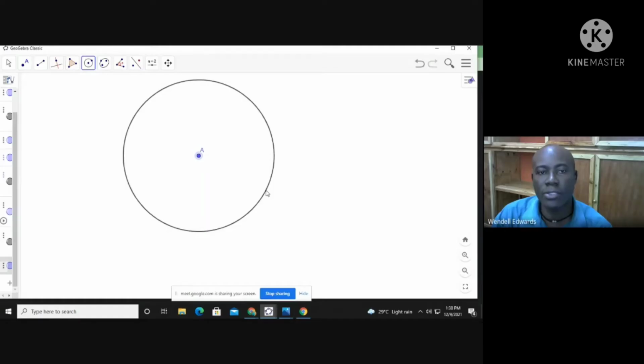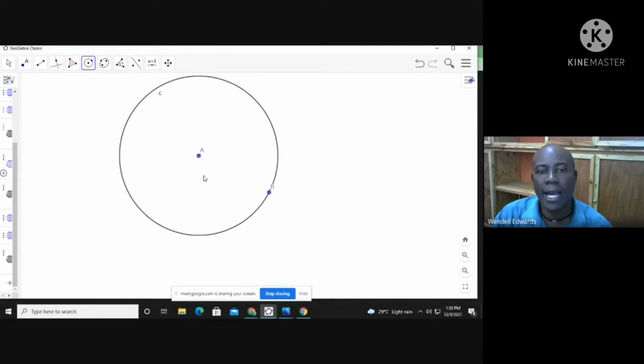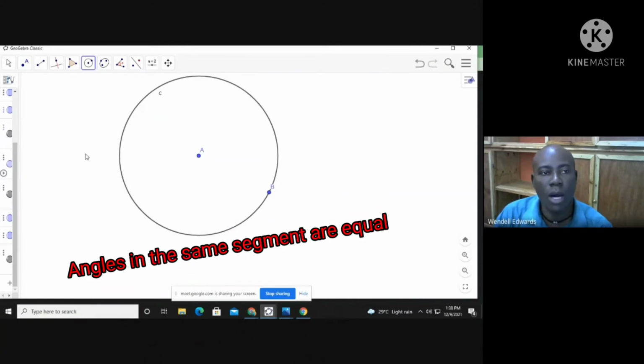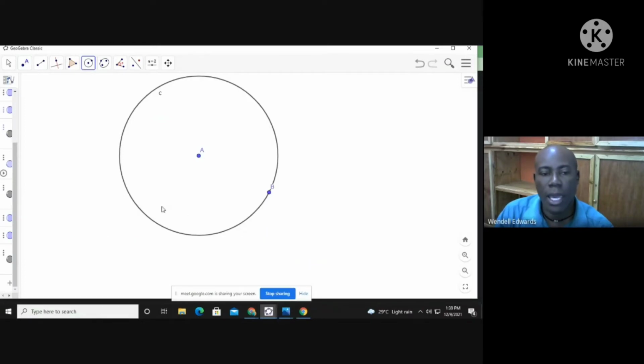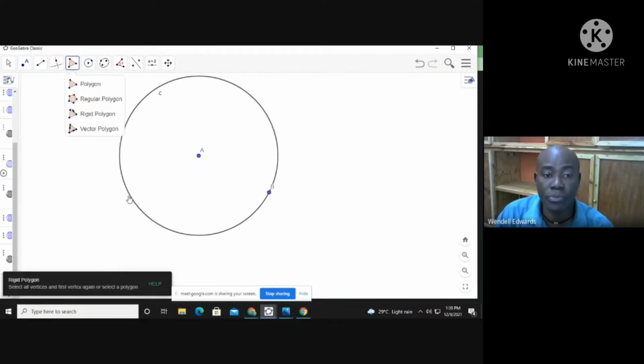I will be right back. And we intend to look at the angles in the same segment, right? So we know a segment is when you have a chord cutting the circle and it divides the circle into two pieces. We call them segments.